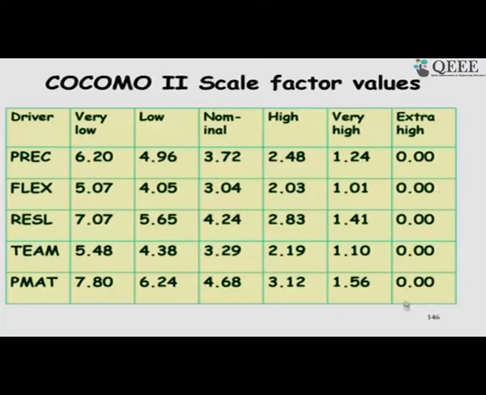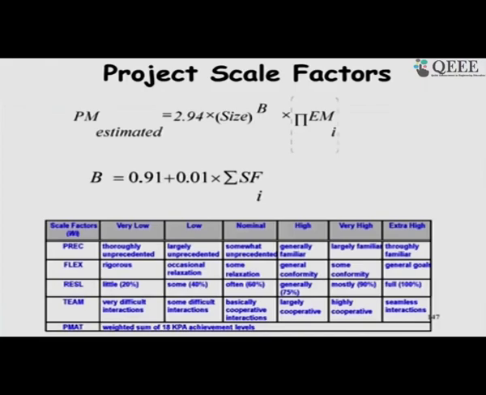So, if we have everything favorable to us, this factor becomes 0, and then we use this in the expression: first compute the b, this 0.91 and 0.01 into the scale factor, and then we use this in the expression. Many tools are available, we just have to use our judgment here and then it will give the result automatically.